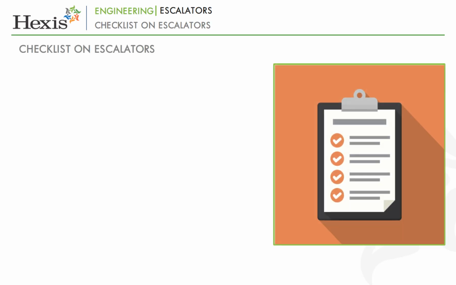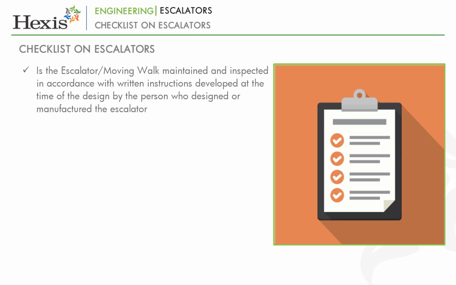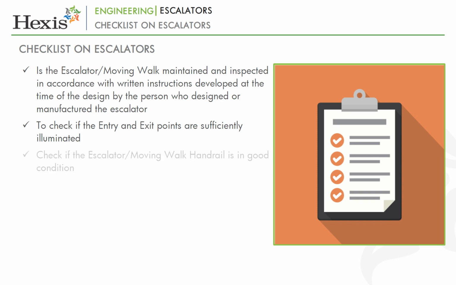Let us now learn some of the checklist that you need to be aware of before entering into the escalator. Is the escalator or moving walk maintained and inspected in accordance with written instructions developed at the time of the design by the person who designed or manufactured the escalator? To check if the entry and exit points are sufficiently illuminated. Check if the escalator or moving walk handrail is in good condition.